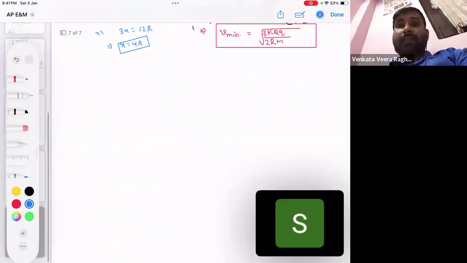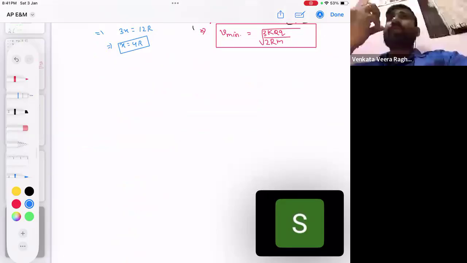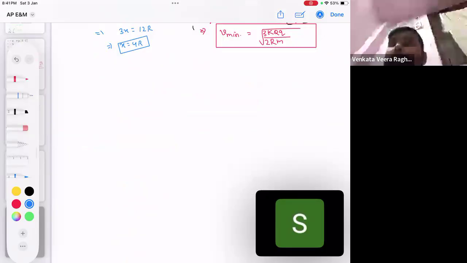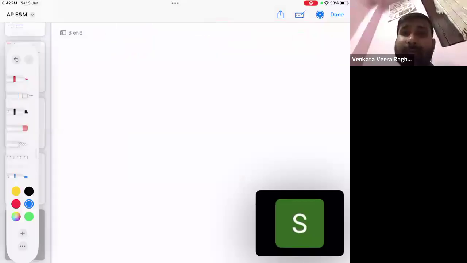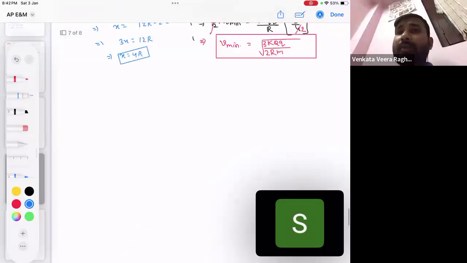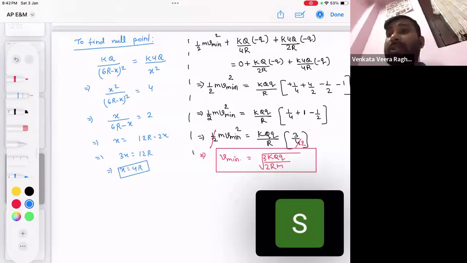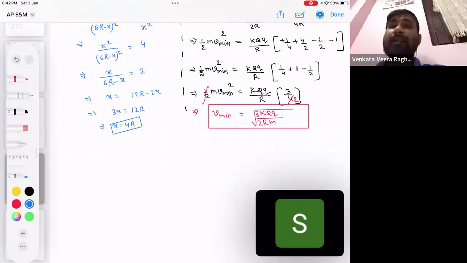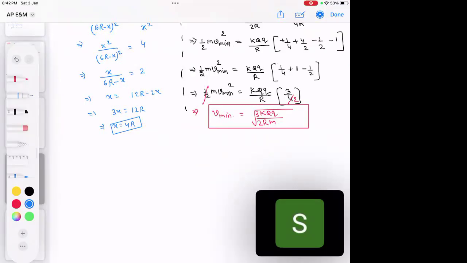Now, sometimes in a question they will say two spheres are given some charge, and then they are brought in contact with each other. What will happen if I bring two charged conducting spheres in contact with each other? Will charge transfer take place? Yes, sir. Right, charge transfer will take place.